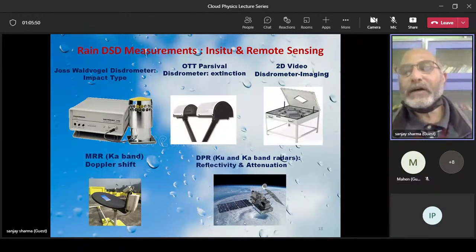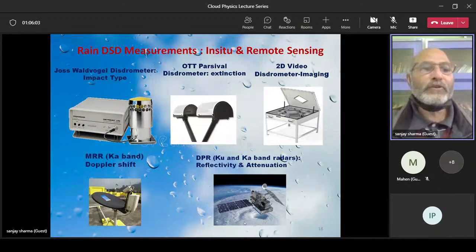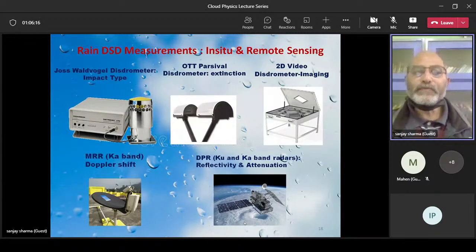And these measurements are very helpful for developing a rain retrieval algorithm from the polarimetric radar. Unlike the 2D video disdrometer, Parsivel and Joss-Waldvogel don't provide the shape parameter. They assume spherical drops only. So it is an advanced version, and it is an in situ measurement.